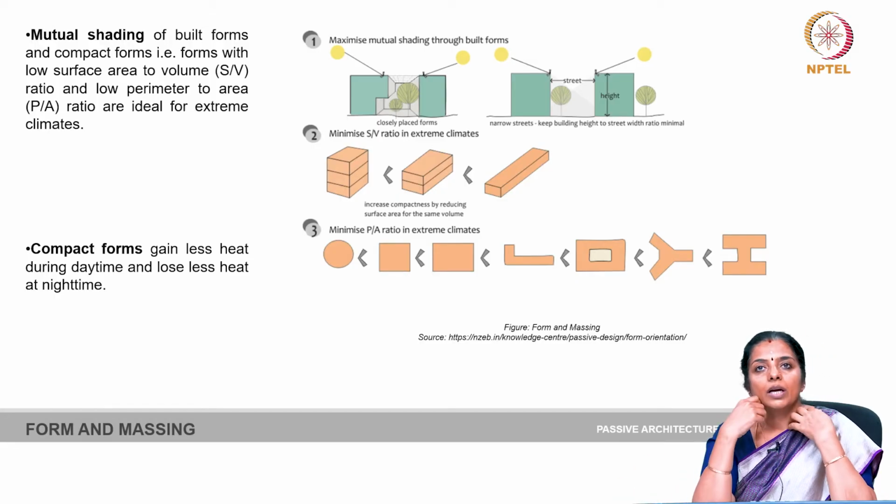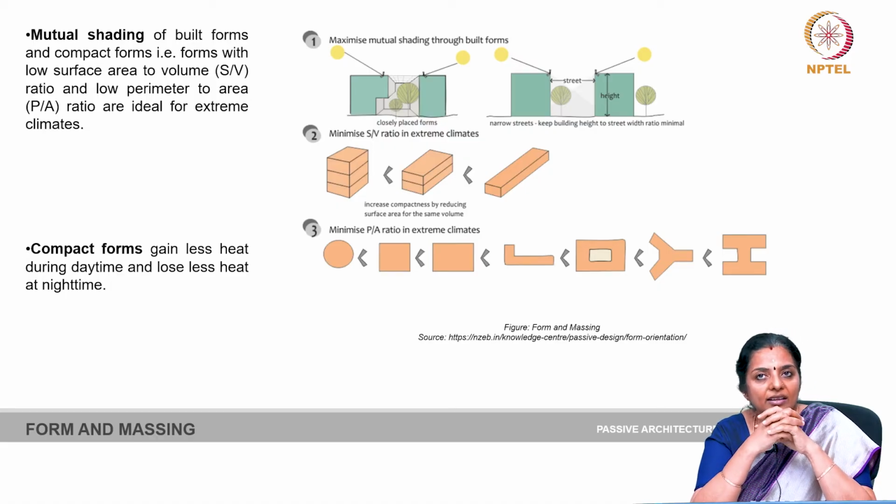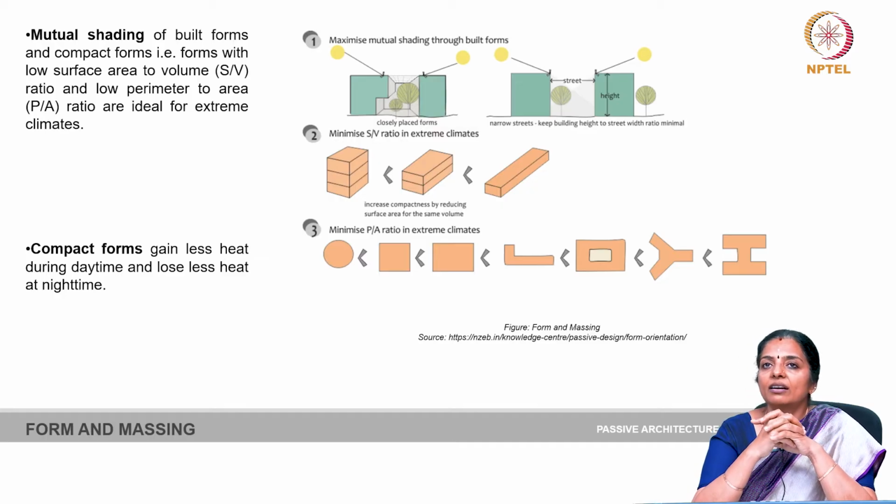Now, mutual shading of built forms is important. But before that, a plan form of a building affects the airflow around and through it. How it affects, we have already seen. It could either aid or hinder natural ventilation.